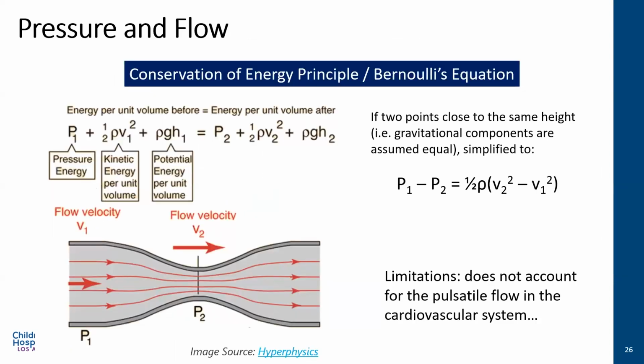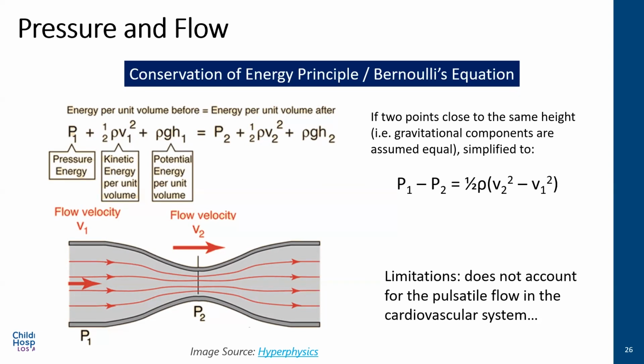The relationship between pressure and flow can be captured by the Bernoulli's equation or the conservation of energy principle. And this basically is one of the most common hemodynamic principles we use by ultrasound, because we use it to estimate the pressure difference between two anatomic locations. So in this figure, you can see that the more narrow section is going to be P2 and the more proximal open area is P1.